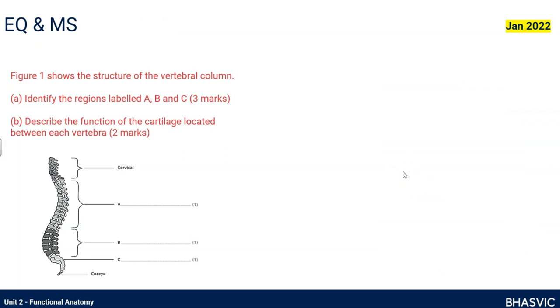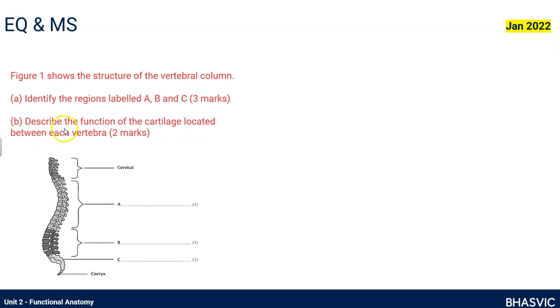This is one example that we've had already. So it says, figure 1, this image down here shows the structure of the vertebral column. Identify the regions labelled A, B and C for 3 marks. So it's given you the top section, the cervical vertebra section, and it's asking you what section is A, what is B and what is C. And it's given you the bottom section, the coccyx. So hopefully you would know the answer to that.